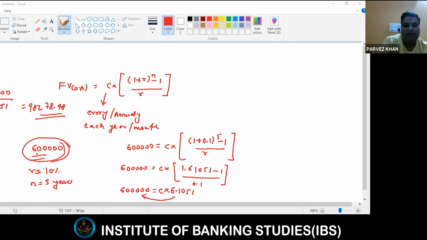So what do we have to calculate in this question? We have to calculate C, because the future value is 7 lakhs, as he is planning to send his daughter after 3 years. Everybody got the answer?